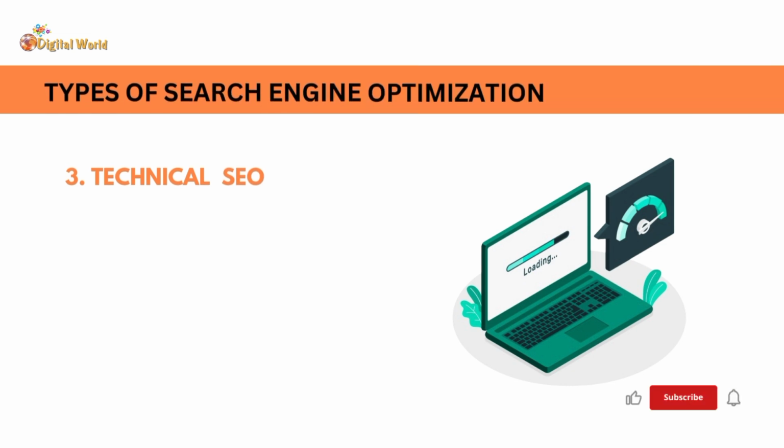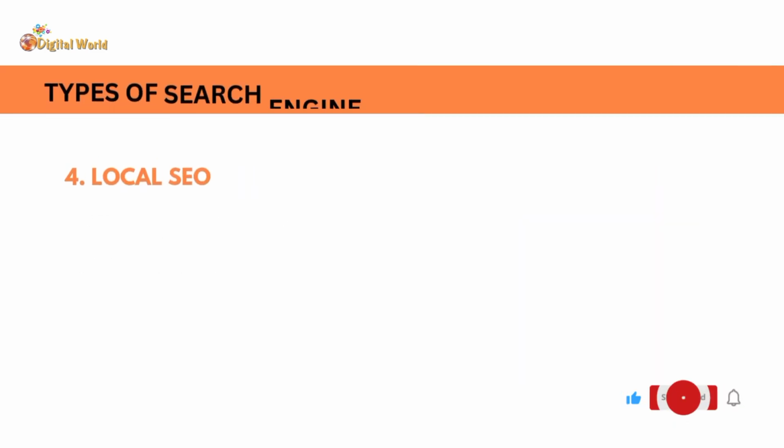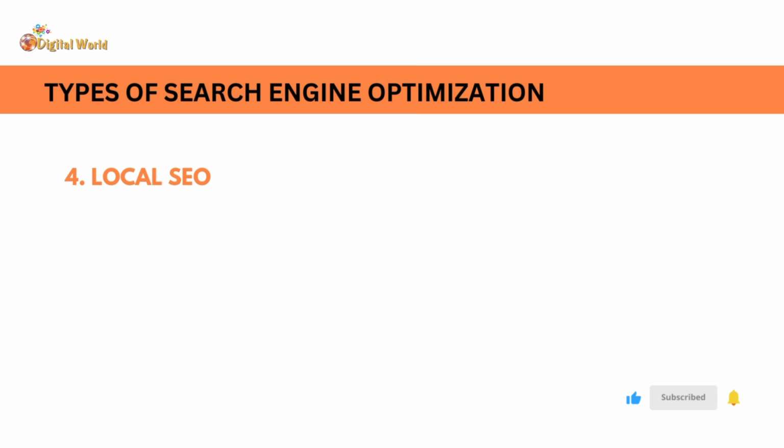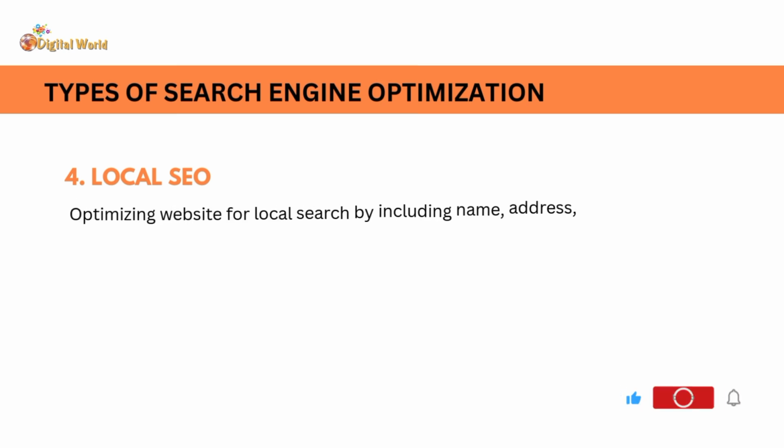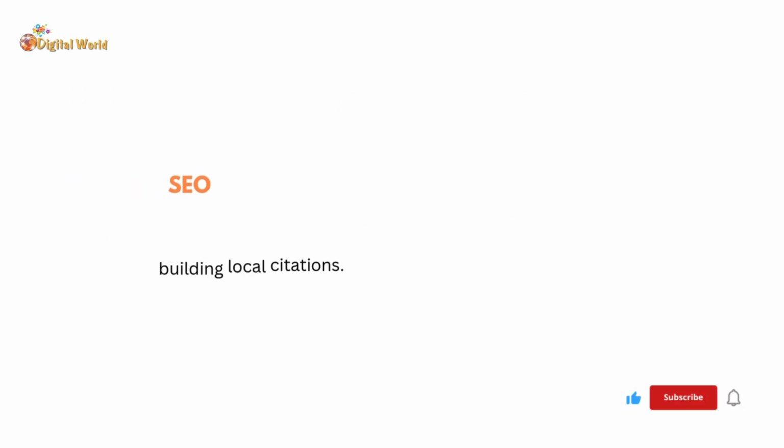Number 3. Technical SEO. Improving website technical aspects such as site speed, mobile responsiveness, and XML sitemaps. Number 4. Local SEO. Optimizing website for local search by including name, address, and phone number, NAP, consistently, creating content relevant to a specific geographic region, and building local citations.